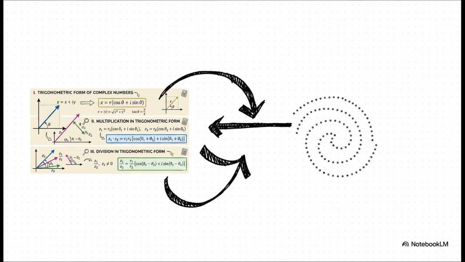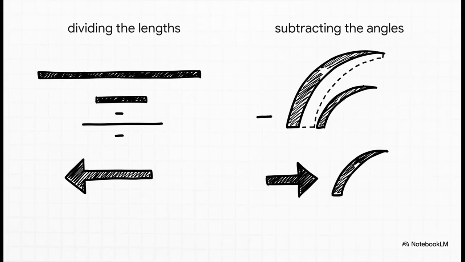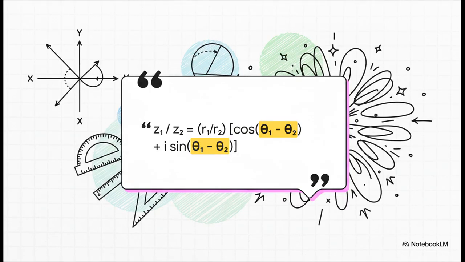And now for division. And you can probably guess, it follows the same beautiful logic. When we divide one number by another, the new angle we get is just the difference between the two original angles. And here it is in plain English. To divide two complex numbers, you divide their lengths and you subtract their angles. It's just so perfectly symmetrical with multiplication, isn't it? And once again, here's the formal equation that captures that rule. We divide the lengths and we subtract the angles. The elegance here is just fantastic. I mean, compare this to messing around with conjugates.